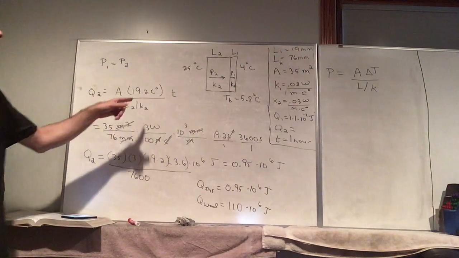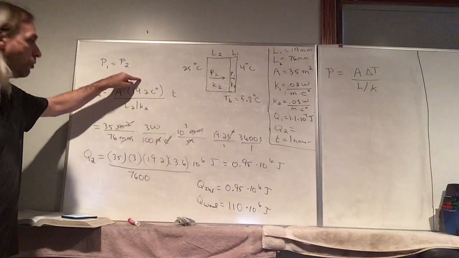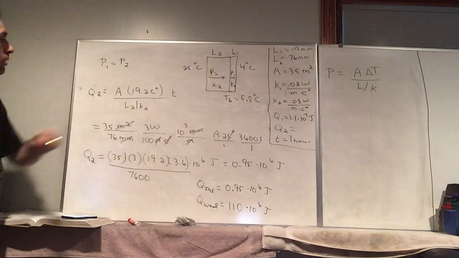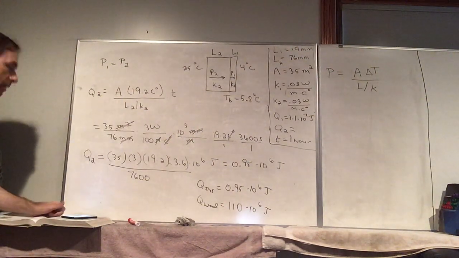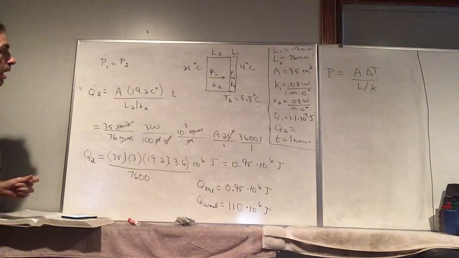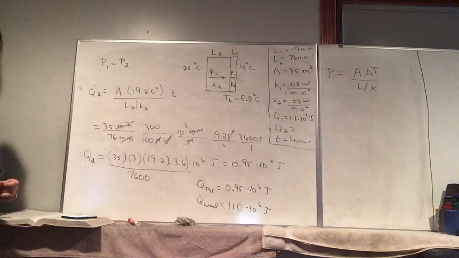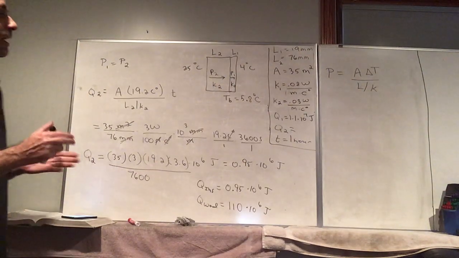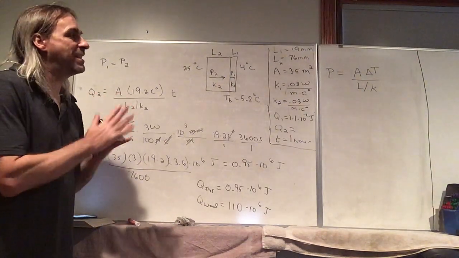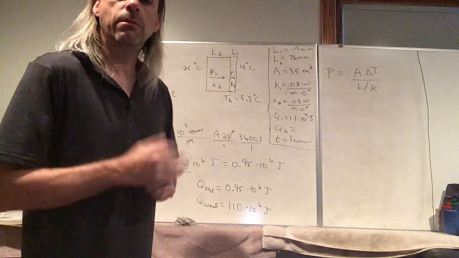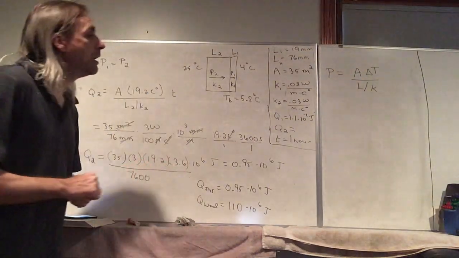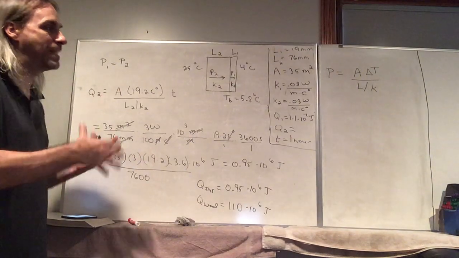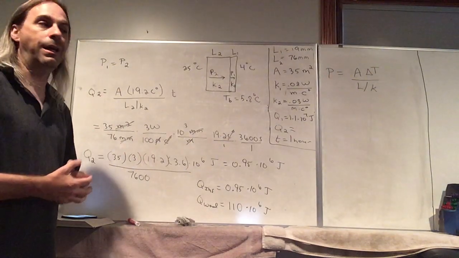So instead of 19.2, you'd have 1.8 and then use L1 and K1. Okay. Now I mentioned there was an easier way, but this video's been going on for a bit. So I think we'll pause here and I'll talk about maybe a simpler way to do this in another video.